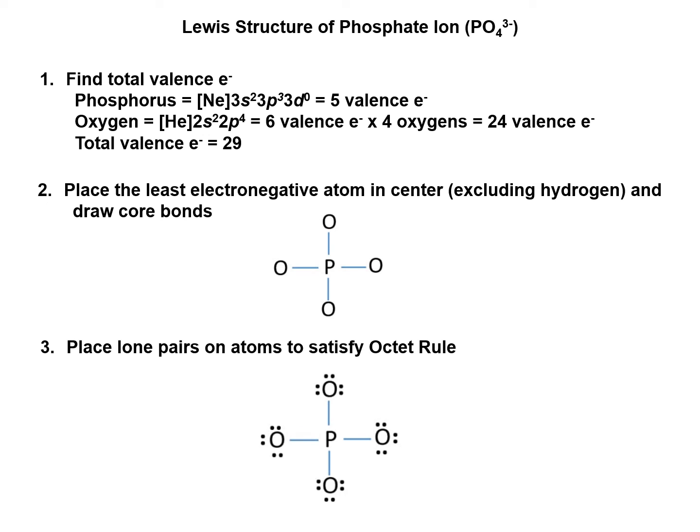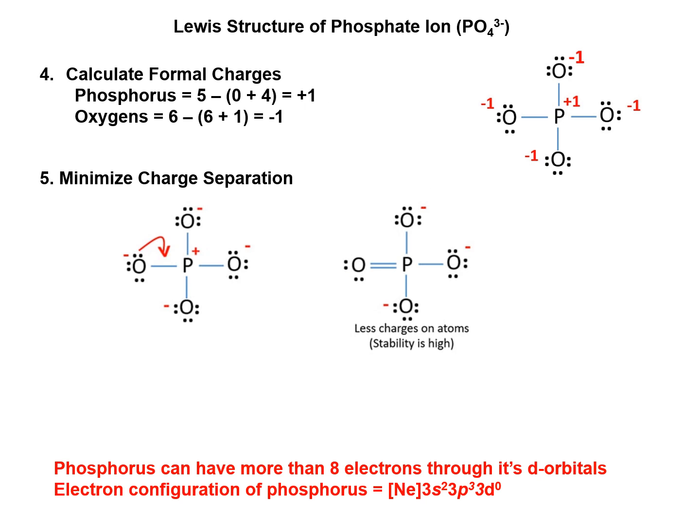So if we look at the phosphate ion, PO43-, we calculate the number of total valence electrons, and we come up with 29. We place the least electronegative atom in the center, which is phosphorus. We surround each atom with 8 electrons to form the intermediate shown on the bottom. We then calculate the formal charges, and we find each oxygen has a -1 and the phosphorus has a +1. To neutralize the charge separation, we draw one arrow from one of the oxygens into the phosphorus, and that yields us the Lewis dot structure. Again, phosphorus can have more than 8 electrons through accessing its d orbitals.